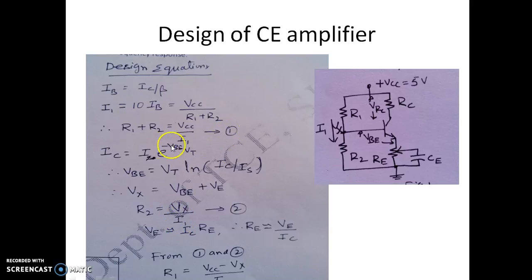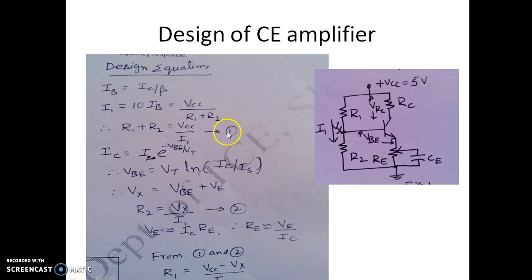Using equation 1, we know R1 plus R2. Using equation 2, we know R2. VE is IC into RE. VE is usually assumed as 100 millivolt, a very small fraction of the supply voltage, which is equal to IC into RE. Now this IC is almost equal to IE, so we approximately write it as IC into RE, so that we can estimate the value of RE, which is VE by IC, because VE we are assuming is 100 millivolt, and IC will also be assumed as some current which is usually 1 milliampere.